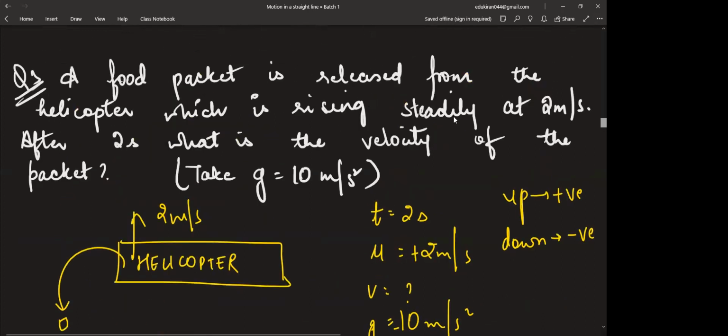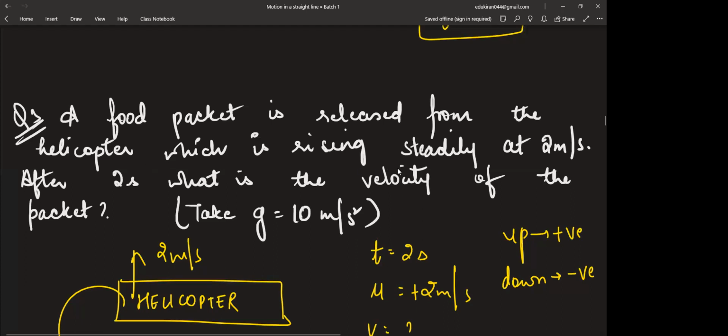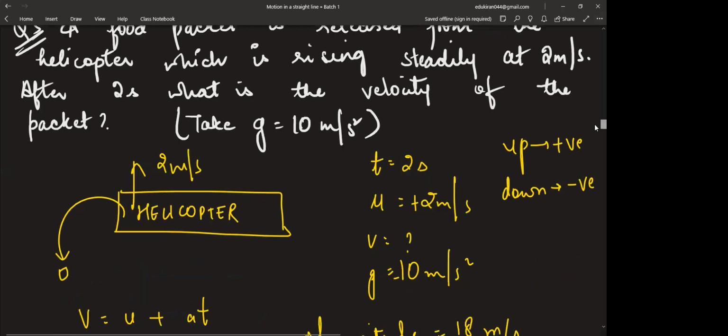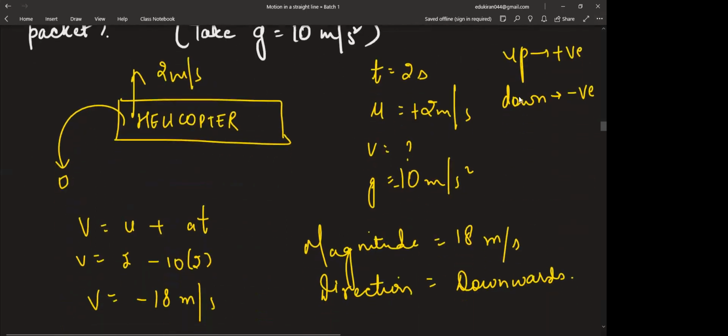It says that after 2 seconds, what is the velocity of the packet? And clearly it has said that we have to take g as 10 meters per second square. So upwards is positive, downwards is negative, that we have chosen. You can change it. So we have to find out the final velocity. So v is equal to u plus at. u is 2, acceleration due to gravity is minus 10, time is 2 seconds. Velocity is minus 18.